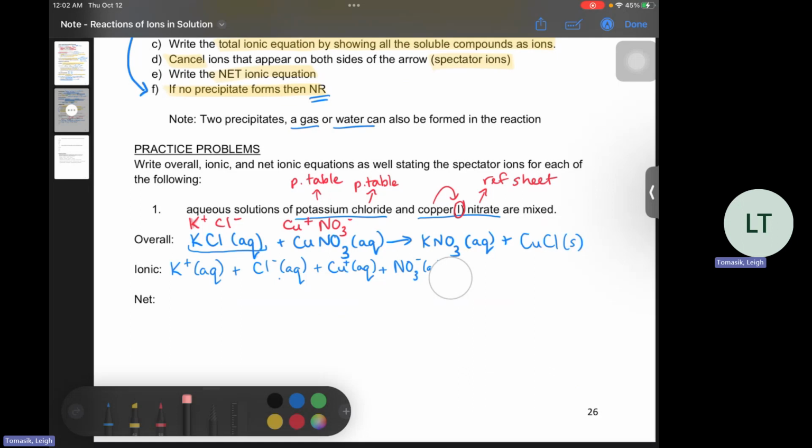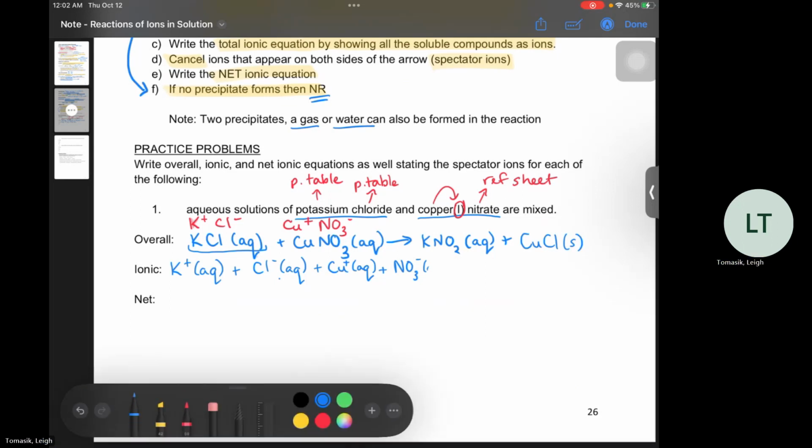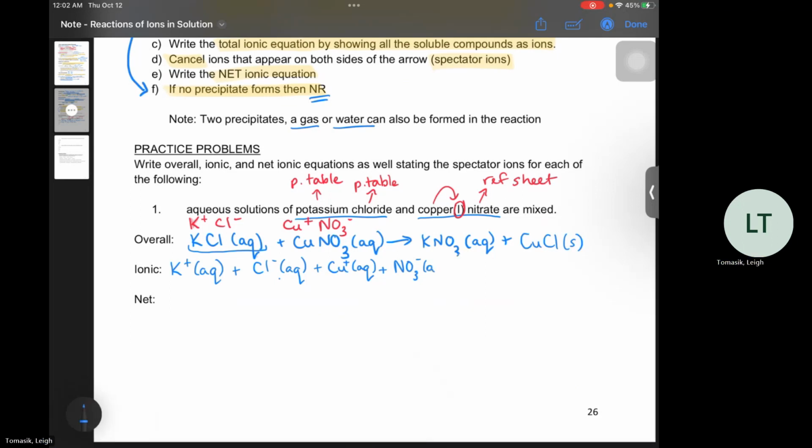Then our arrow comes. We have K plus, aqueous, because this is an aqueous compound, NO3 minus, which is aqueous. And the precipitate we do not break up, so it just stays as CuCl solid. That is our ionic equation.